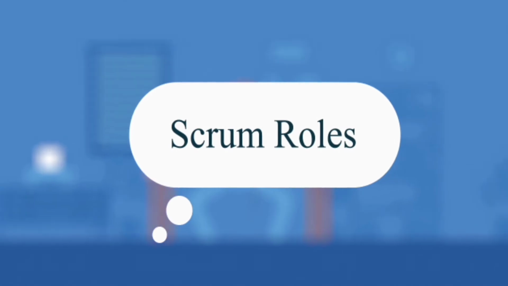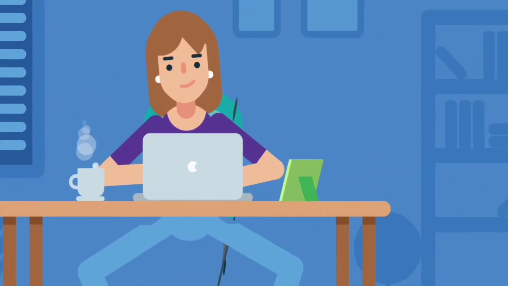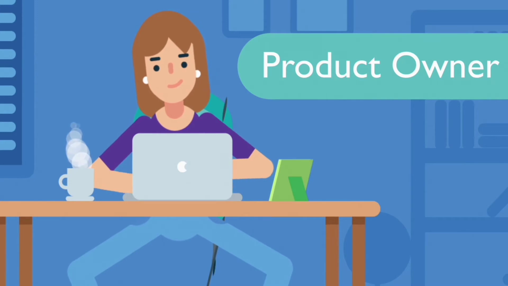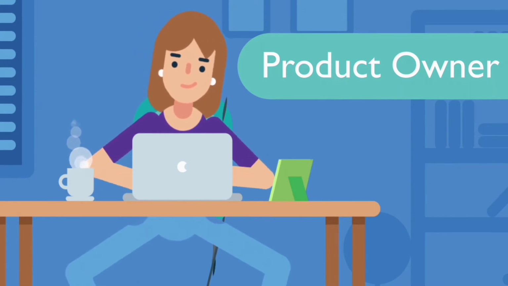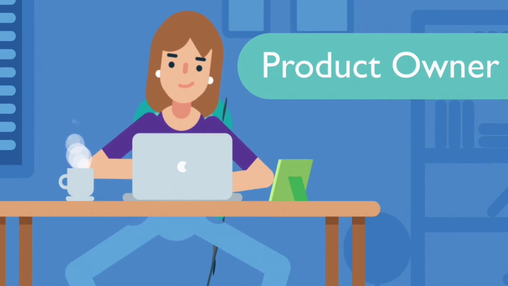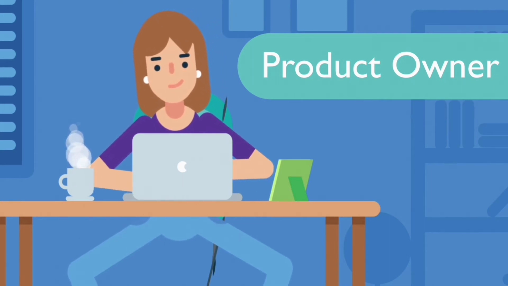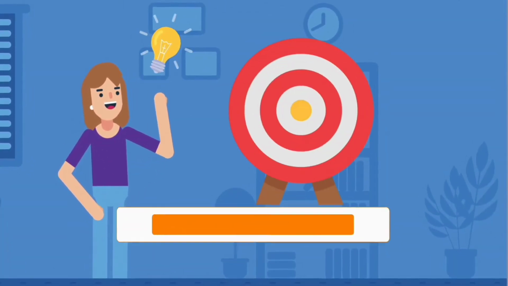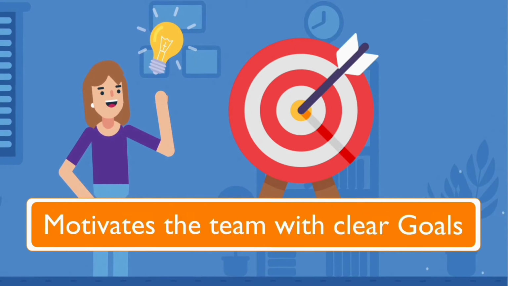Scrum roles. Who does what and why? Product owner. The person responsible for deciding which features the product should include. The product owner represents the voice of the customer. Part of the product owner responsibilities is to have a vision of what to build and convey that vision to the Scrum team. The Agile product owner does this through the product backlog, which is a prioritized features list for the product.